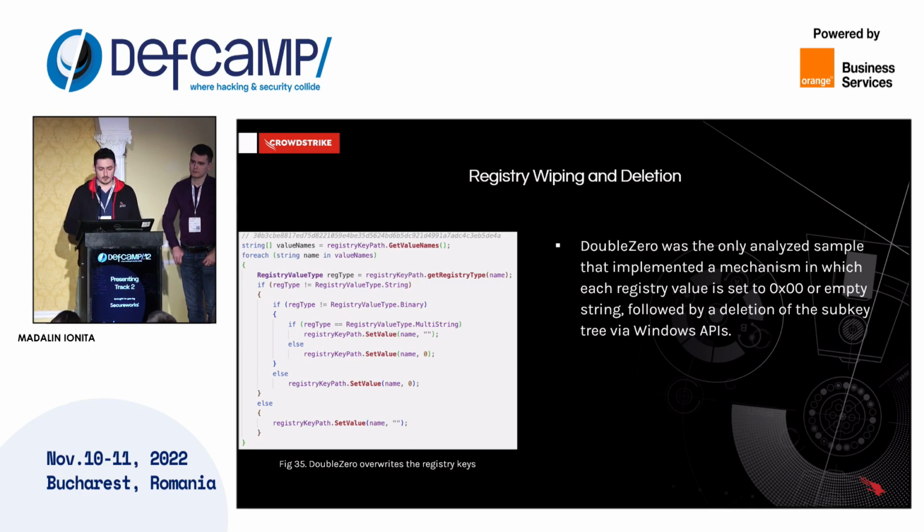An interesting approach is seen in one wiper. It is the only wiper variant that takes time to walk the registry hive and delete each and every key, with either 0 if it's an integer or with an empty string if it's a string. And as it goes up, it will delete the registry tree as well.